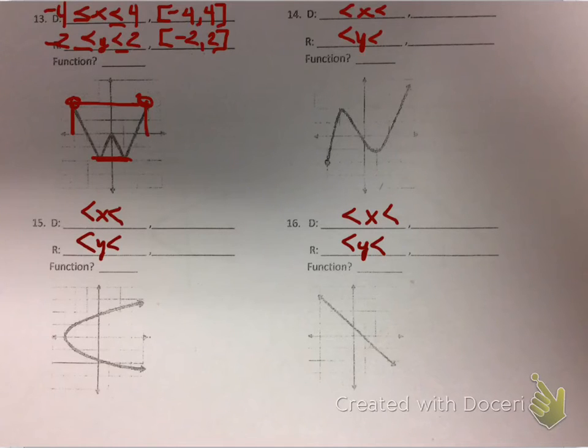And this is a function? Yes, it is, because it passes the vertical line test. No line will ever cross that twice at the same time. Whereas you can see here, number 15, it's not going to be a function. All right, so let's look at this next one.